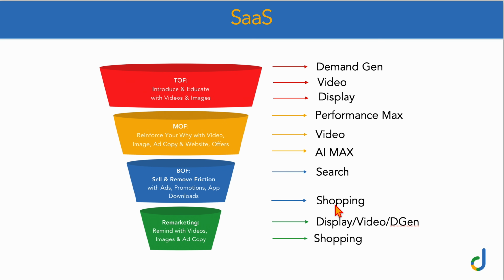And a SaaS company would be fairly similar because they have a higher level of education, but they just won't have those shopping feed ads. Once again, starting with search and then building out as you see more success with your Google Ads accounts.